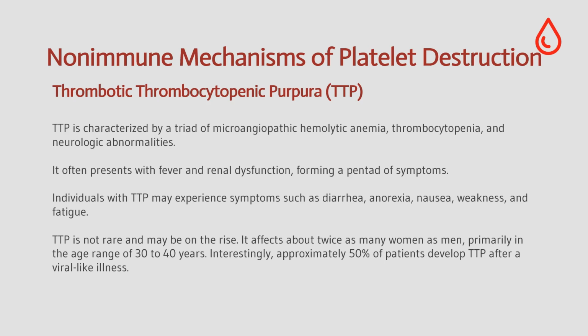While uncommon, TTP is not rare and may be on the rise. It affects about twice as many women as men, primarily in the age range of 30 to 40 years. Interestingly, approximately 50% of patients develop TTP after a viral-like illness.